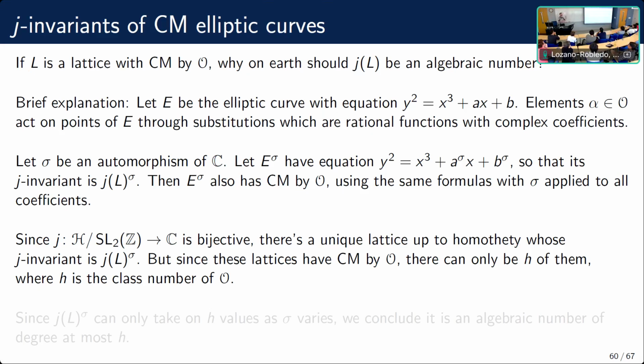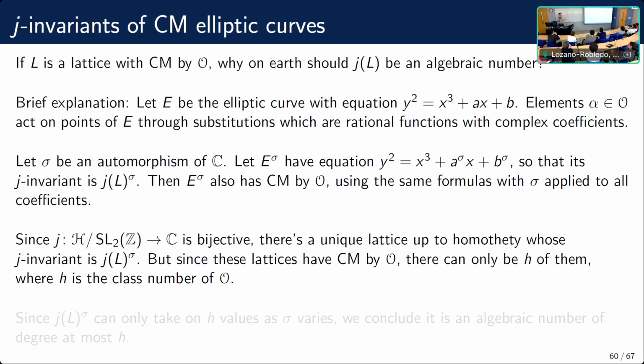So when you apply sigma to J of L, you have to get the J-invariant of a new lattice, which also has complex multiplication. But there can only be as many of those as the class number. There's only the class number of lattices that have complex multiplication by O. So putting these two paragraphs together, it seems that when I take an automorphism of the complex numbers and apply it to J of L, only H many numbers could come out.